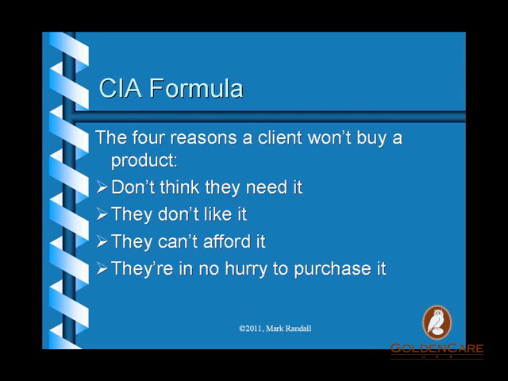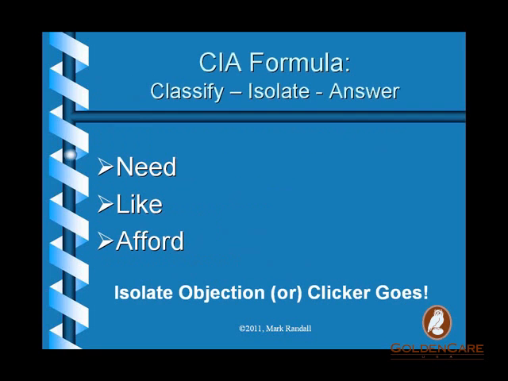So what I'm trying to do with the CIA formula is I'm trying to figure out what is their real issue. Do you think you need this product? If they say no, I'm going to stop. I'm going to isolate it. Why don't you think you need this product? And then I'm going to answer it. If they go, I need it, and I say, do you like this product? No. What don't you like about it? And then I'm going to answer it. By classifying, isolating, and answering their objection, I'm trying to uncover what's the true reason they don't want to buy.